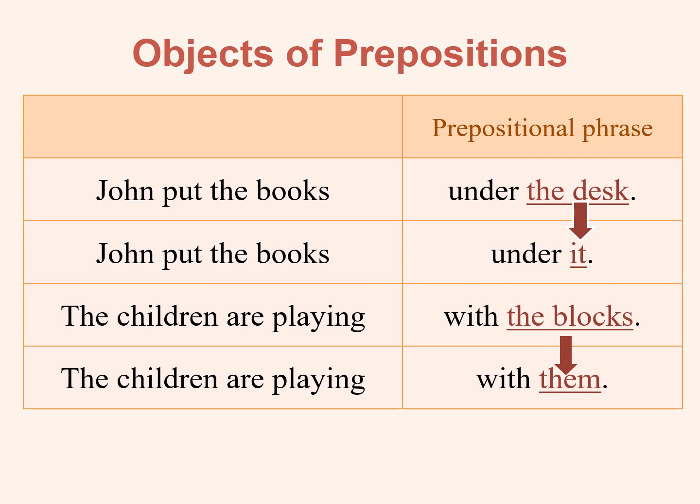In the second example, the children are playing with the blocks. We have a prepositional phrase, with the blocks. With is the preposition and the blocks is the noun phrase. We could replace the words the blocks with the object pronoun form them. The children are playing with them. So we see that the object pronoun forms are used when the pronouns are in the object position after verbs, or when they come in prepositional phrases after a preposition.